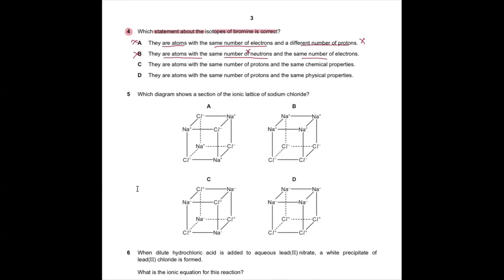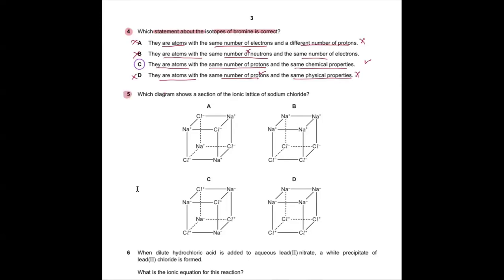Now, see, they are atoms with the same number of protons and the same chemical properties. Yes, it is. Seems correct. They are atoms with the same number of protons and same physical properties. No, their mass differs, their neutrons differ, so their physical properties do not stay the same. So D goes wrong and C is the correct answer.